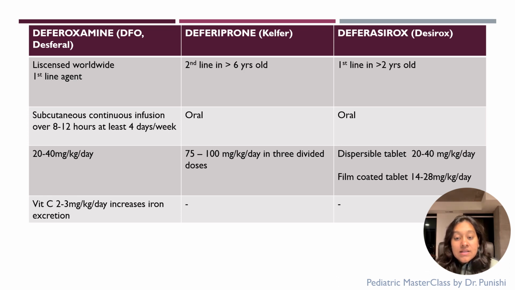The third and the most commonly used iron chelator is deferasirox, the one that we commonly know as Desirox, which is the first line oral agent used in kids more than 2 years. It's an oral preparation. It comes in two different forms. It can either be a dispersible tablet, which is given at a dose of 20 to 40 mg per kg per day, or another preparation available is the film coated tablet, which is a different dose of about 15 to 28 mg per kg per day.